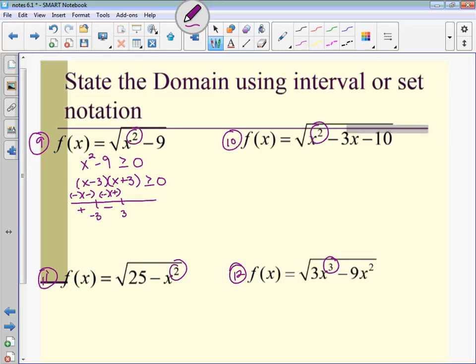This is like the final answer. That's how you're going to write your final answer. You're going to turn this number line into your domain. Okay? All right, we have one more section to check.